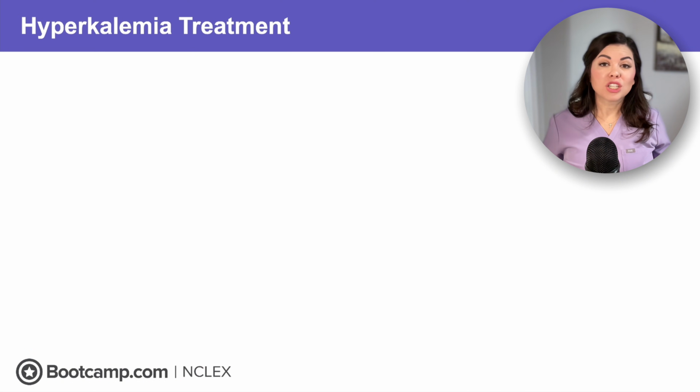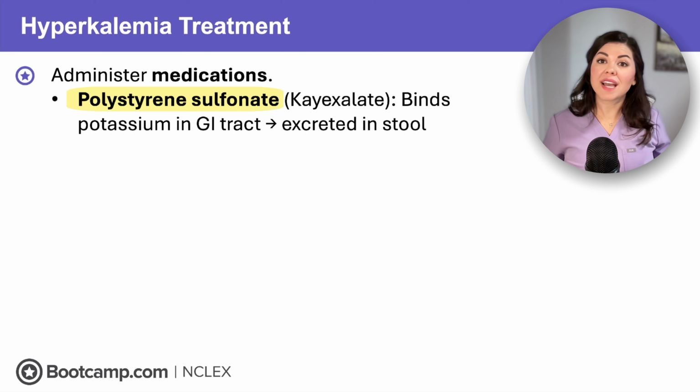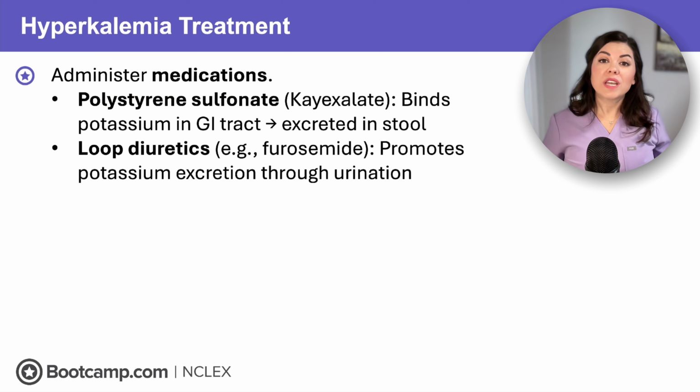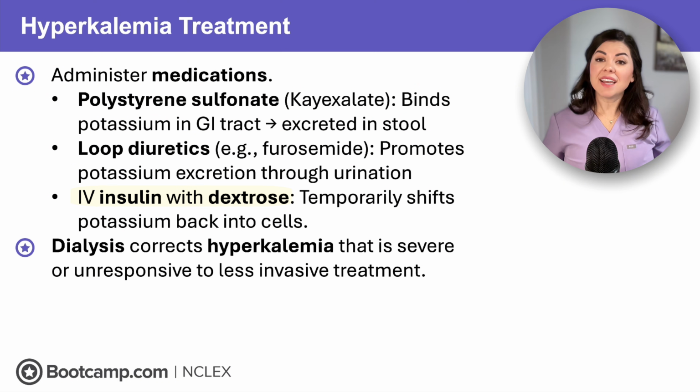We can remove it, shift it, or dialyze it. So there are some medications we can give to decrease it. Polystyrene sulfonate, or Kayexalate, binds potassium in the gut for stool excretion. We can also administer potassium-wasting diuretics, specifically loop diuretics like furosemide, to flush out potassium through urine. IV insulin with dextrose can be given to temporarily shift potassium from the bloodstream and hide it into the cells. And if hyperkalemia is severe or unresponsive, anticipate dialysis.